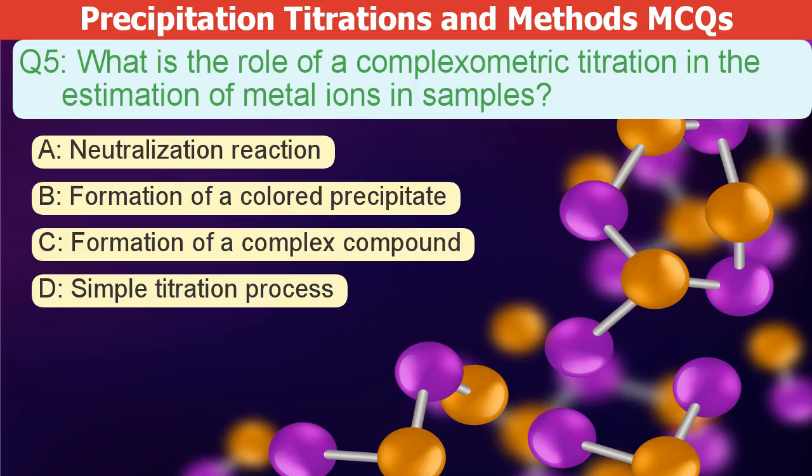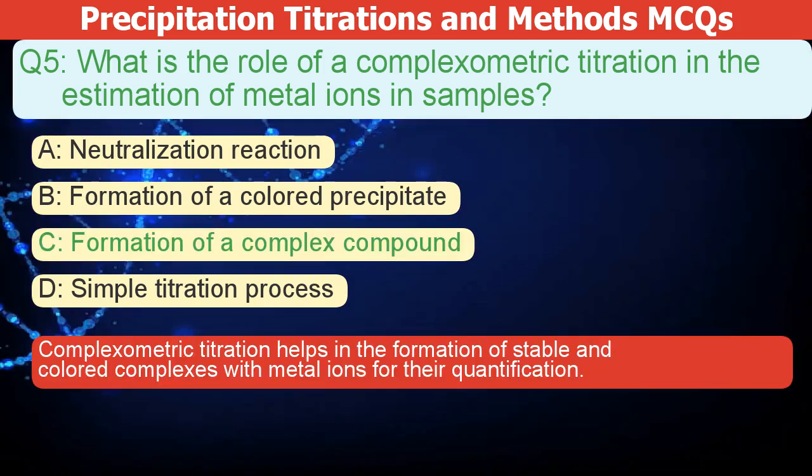What is the role of a complexometric titration in the estimation of metal ions in samples? A. Neutralization reaction. B. Formation of a colored precipitate. C. Formation of a complex compound. D. Simple titration process. The correct answer is C. Complexometric titration helps in the formation of stable and colored complexes with metal ions for their quantification.